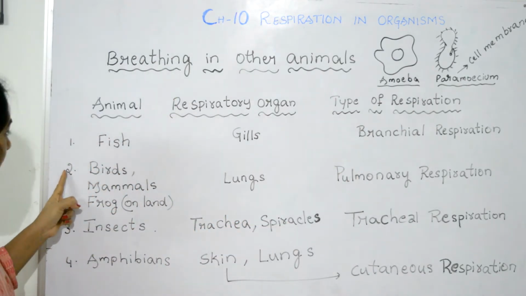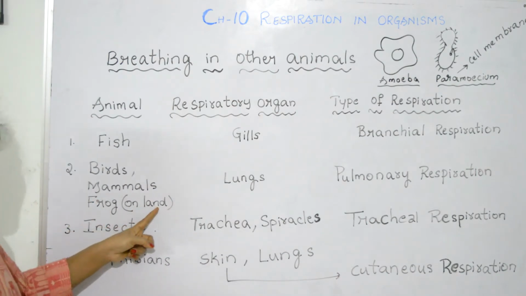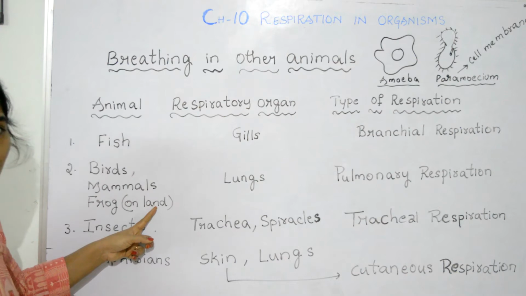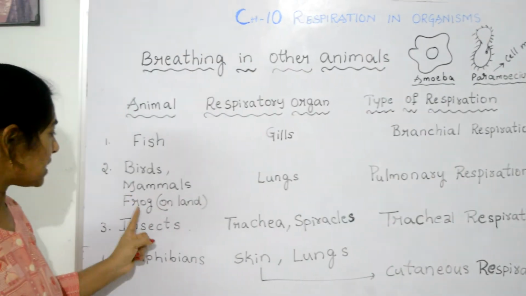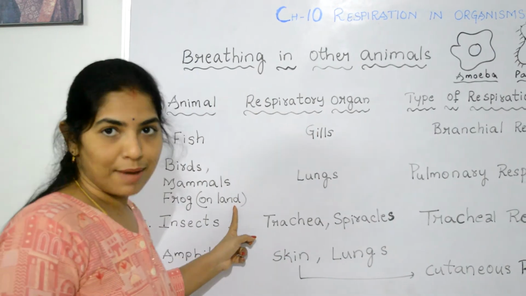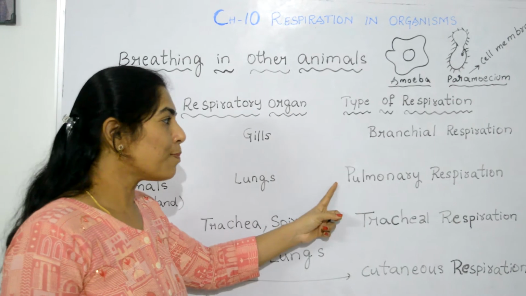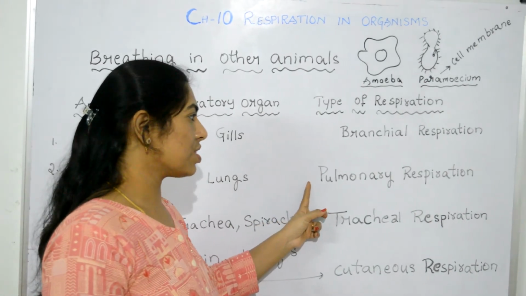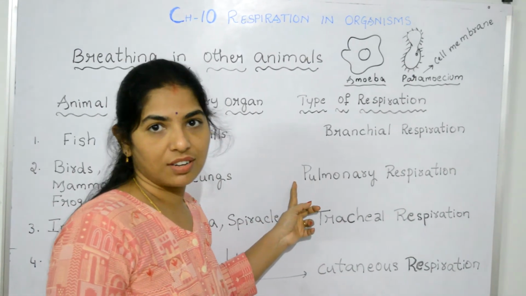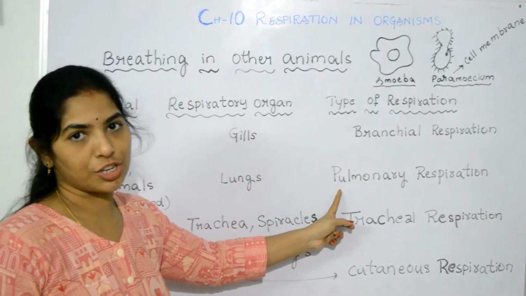Then if you take birds, mammals and frog on land. We know frog is an amphibian. So particularly frog on land, in terrestrial habitat, lungs are the respiratory organ, and the type of respiration they undergo is pulmonary respiration. If lungs are involved, we call it pulmonary respiration.